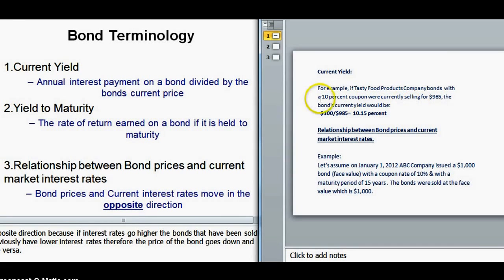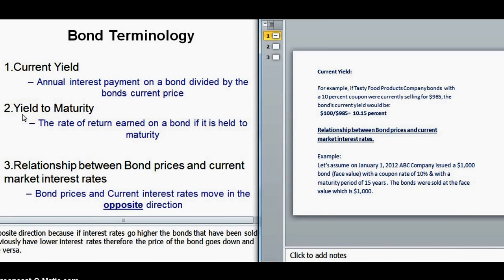$1,000 multiplied with 0.10, which is 10%, and you will get a coupon amount of $100. After calculating the interest payment, which is $100, you will divide this by the current market price of the bond, which is $985. This will give you an answer of 10.15%, and this would be considered as the current yield of the bond.